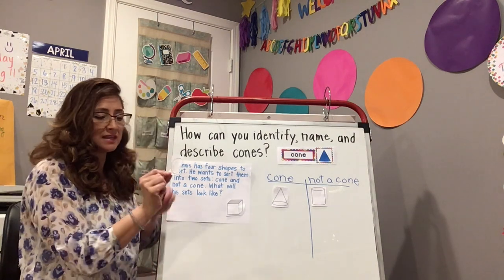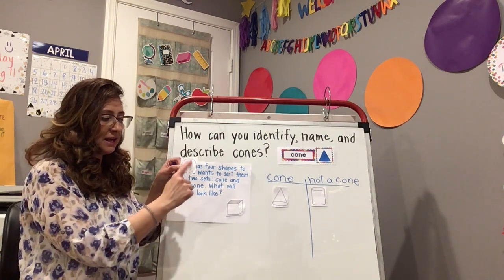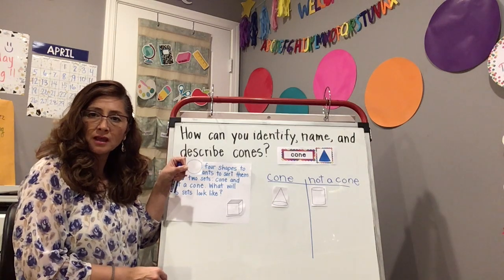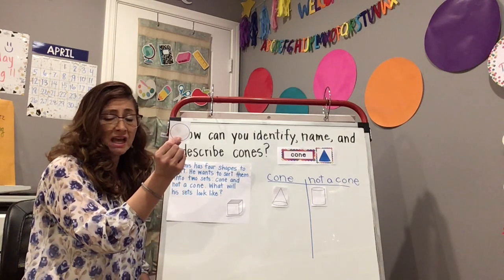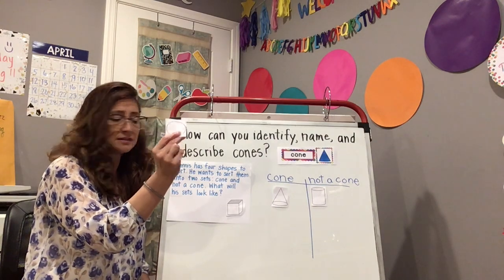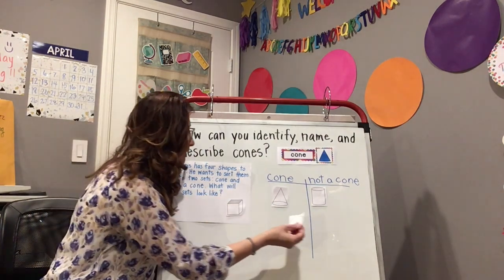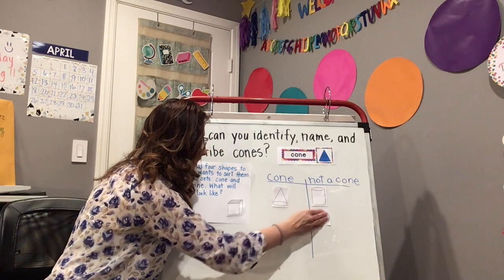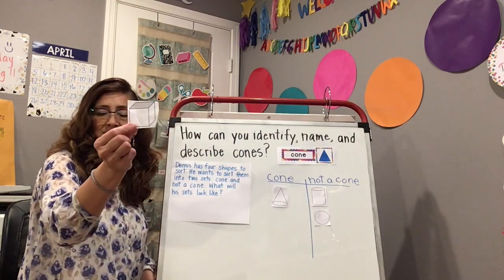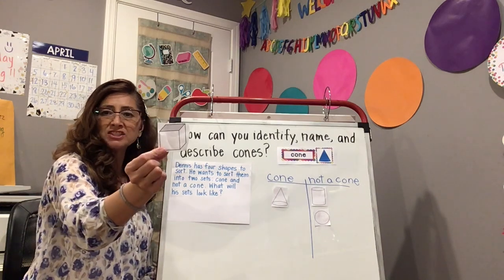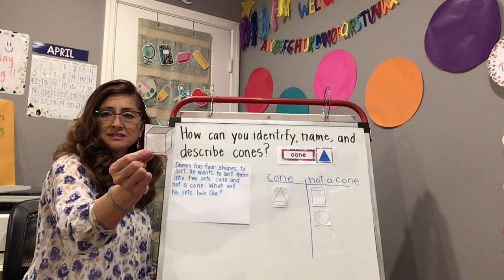That's right, because a sphere has a curved surface, but it does not have a flat surface. And it does not have a point. Good job. So we're going to place it here, not a cone. Let's take a look at this last 3-dimensional shape. What shape is this, my friends?